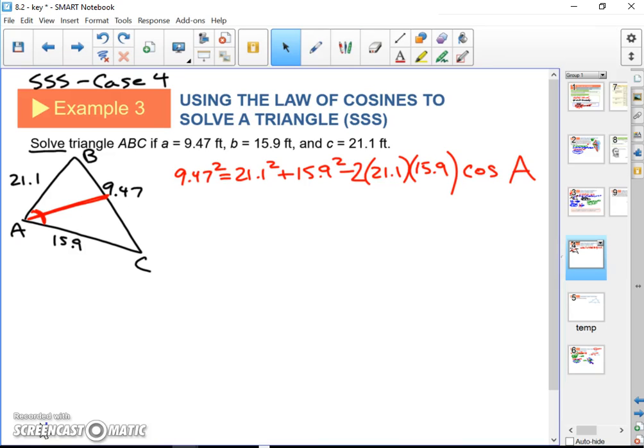So again, I think the most important thing to notice is that side A is on the far left and angle A is on the far right. Make sure you put the numbers in the corresponding spots. Okay, so I have to solve for angle A.